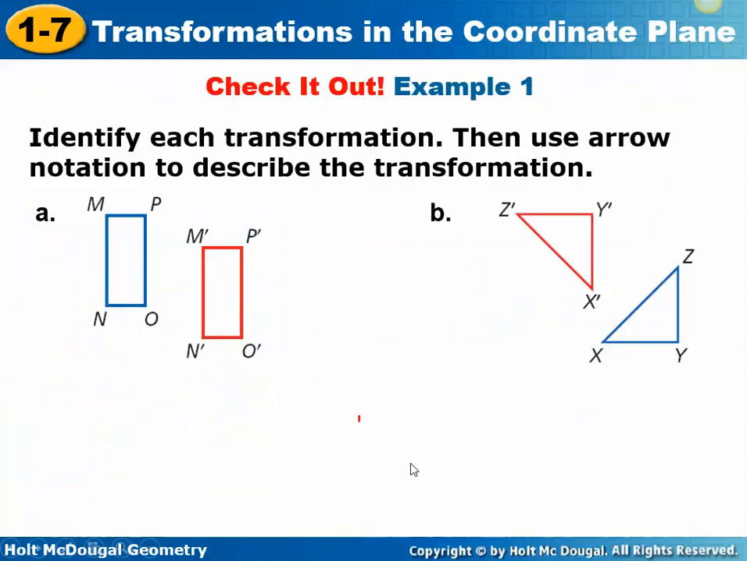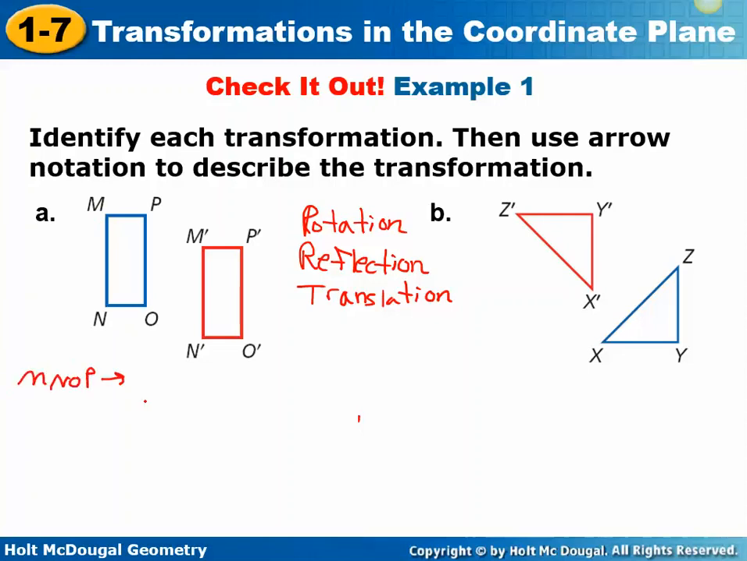Okay, now try these two. Pause the video and see if you can figure out whether or not they are, here's your three things again. It might be a rotation, it might be a reflection, or it might be a translation. You decide which one each of these are, and then use the arrow notation. So let's see, we usually go in alphabetical order, M, N, O, P. So you'll start with M, N, O, P, and then you'll write the arrow, and then how will you write the next part? So pause the video, try it, and then come back and check your work.